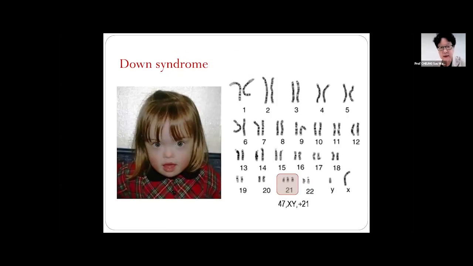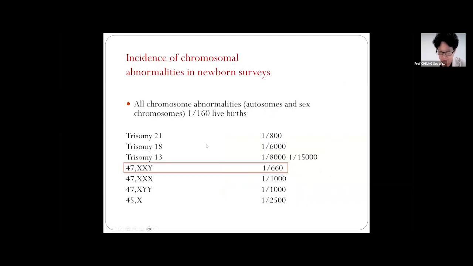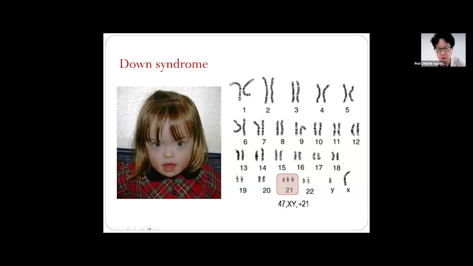So the first one, which everyone is very familiar with, is Down syndrome. The Down syndrome child has 47 chromosomes, and the extra chromosome is chromosome 21. When a child is born with 47,XY plus 21, it is associated with Down syndrome. So this is the Down child. Once you see it, you can spot it anytime you see one.